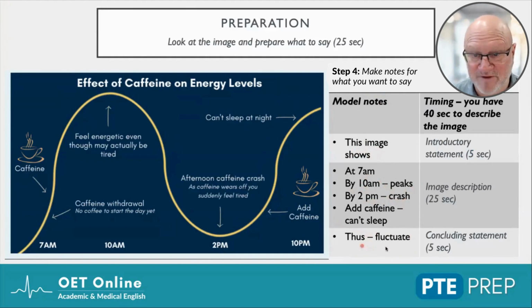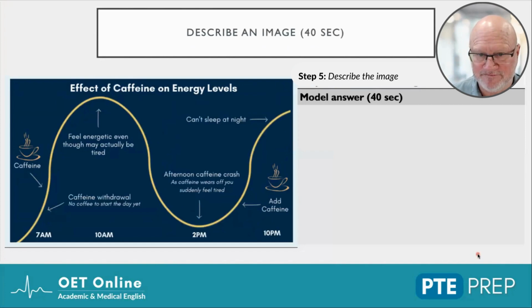We've got a verb, fluctuate. That's the up and downward motion. And again, timing is important. Our introductory statement, the image description, and then our concluding statement. Now we've got a model answer here. Have a go doing this one first before you see that model answer. See how you go. Make some notes.